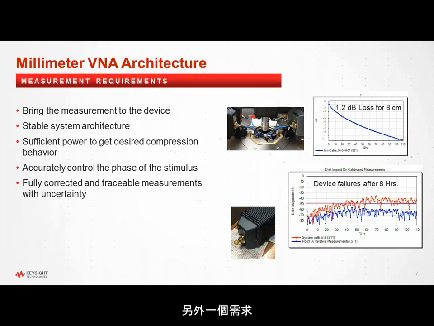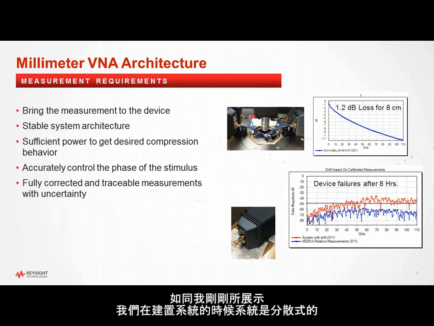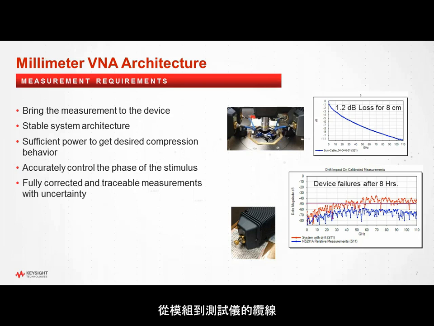So you want to be able to bring the measurement to the device. That's one requirement. The other requirement is the system architecture in terms of stability. When you build these systems, as I showed, it is a distributed system. So the cables that go from the modules to the test set, and then from the test set back into the vector network analyzer, have to be stable and not impact the performance of the system as you bring it close to the device. So if you move the modules, the cables must be moving in the same way.